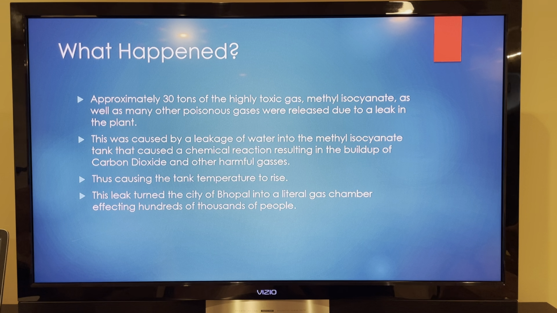So what happened? Approximately 30 tons of the highly toxic gas, methyl isocyanate, as well as many other poisonous gases were released due to a leak in the plant. This was caused by a leakage of water into the methyl isocyanate tank that caused a chemical reaction, resulting in the buildup of carbon dioxide as well as other harmful gases that mixed together. This ended up causing the tank temperature to rise and then bursting the tank. This leak turned the city of Bhopal into a little gas chamber, which affected hundreds of thousands of people.